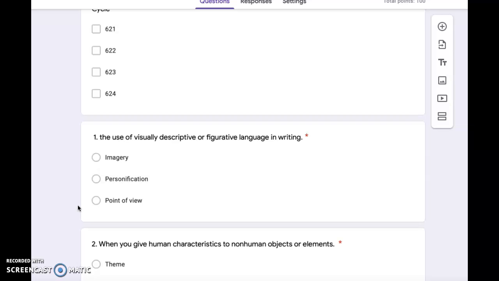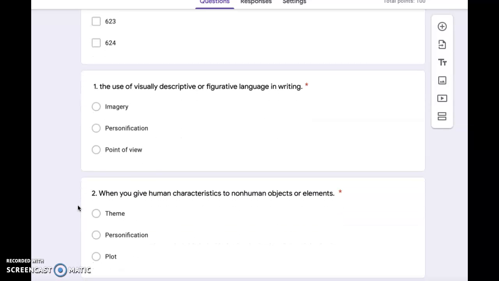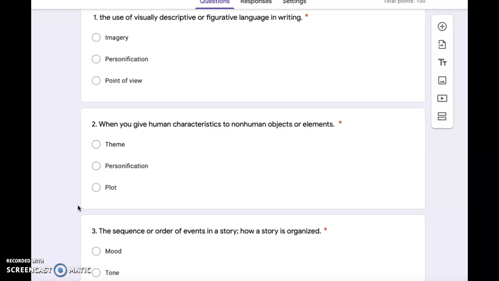Number 1, the use of visually descriptive or figurative language in writing: imagery, personification, or point of view. Number 2, when you give human characteristics to non-human objects or elements: theme, personification, or plot.